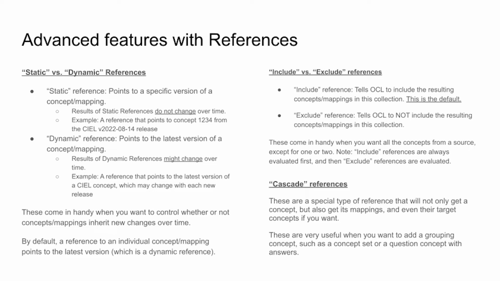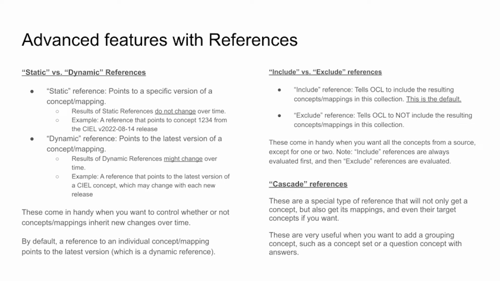There's also include and exclude references. Include references are the default, and they tell OCL to include the resulting concepts and mappings in the collection. An exclude reference, on the other hand, tells OCL not to include those concepts or mappings. These can come in handy when you want to get all the concepts from a source except for maybe one or two. Keep in mind, include references are always evaluated first, and then exclude references are evaluated.